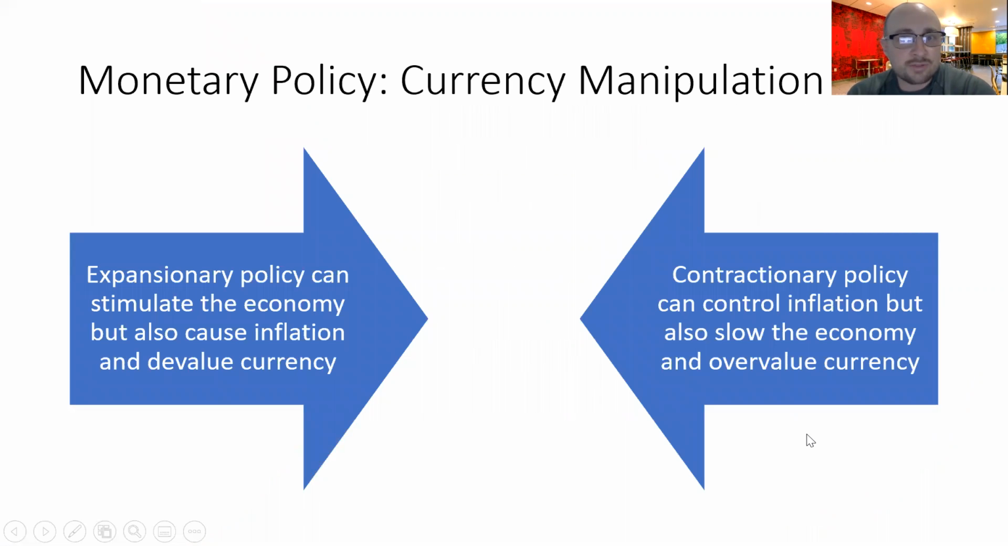So how do countries manipulate their currency? Well, they do that through monetary policy. Expansionary policy can stimulate the economy, but also causes inflation and devalues currency in the country that has expansionary policy. And contractionary policy can control inflation, but it also can slow the economy and ultimately overvalue currency. I mean, this is theoretical, and that doesn't always happen, but these are the possibilities.